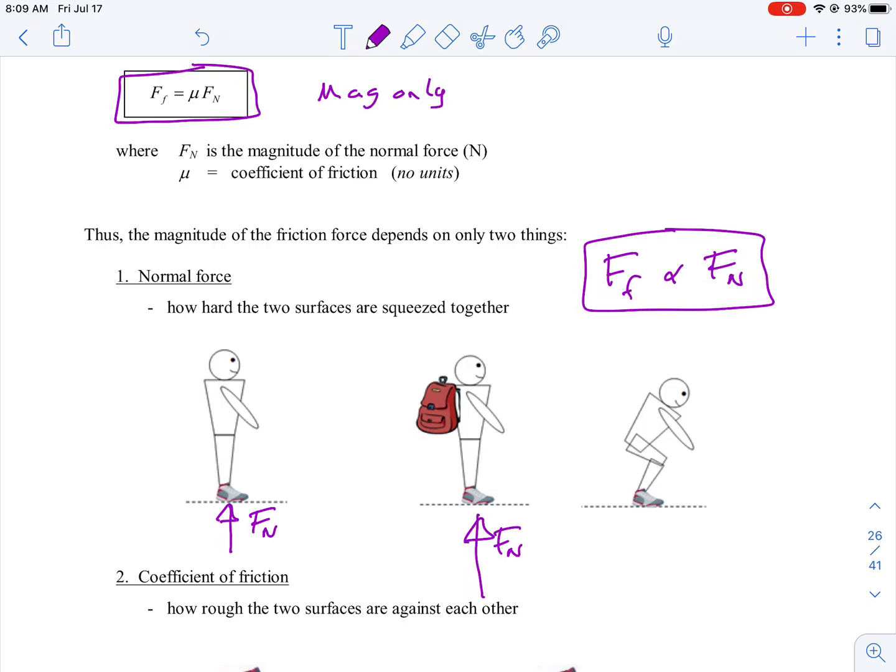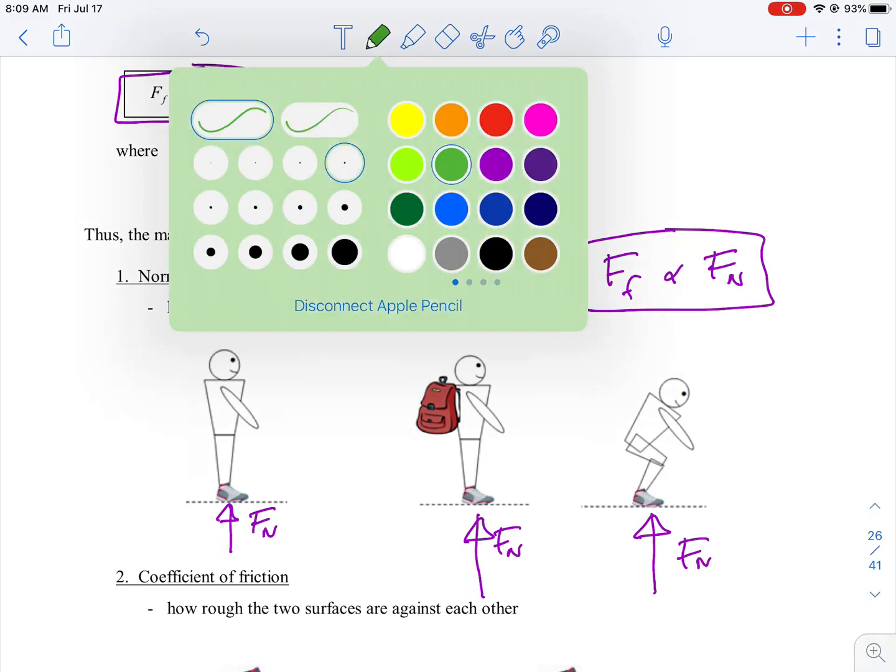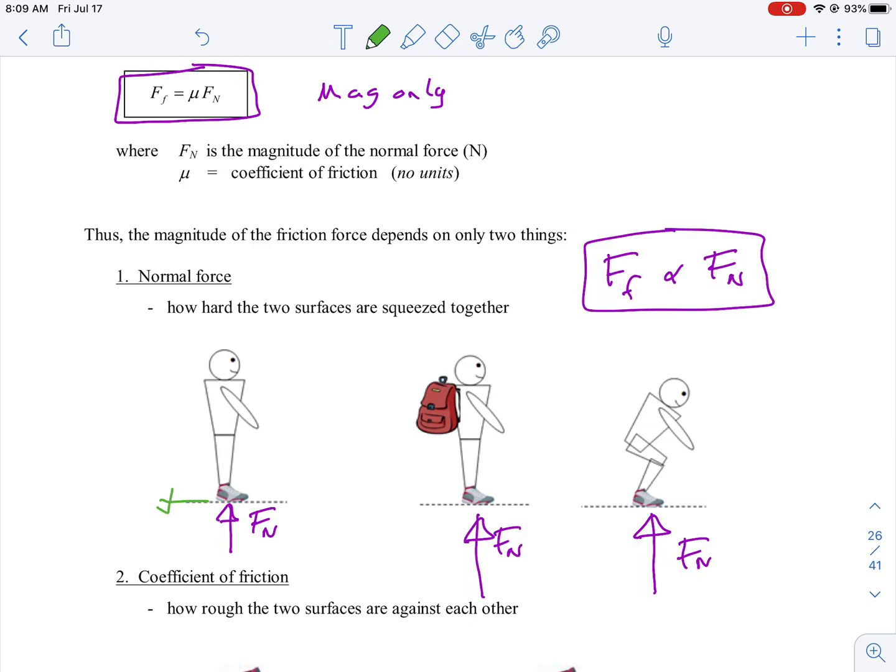But understand, if you put a backpack on, there'll be greater normal force, and thereby a greater chance for friction. Or if you push down on the ground, you'll get a greater normal force, and therefore a greater amount of friction. So if you squeeze those two surfaces together, you end up getting a greater amount of friction. Just to make that crystal clear, let's imagine that this friction force happened to be that big. Then the other cases can actually have bigger friction forces than the original. Greater the normal force, the greater the friction force.